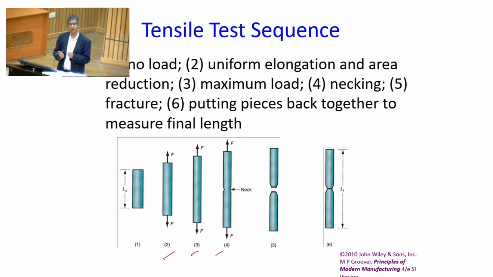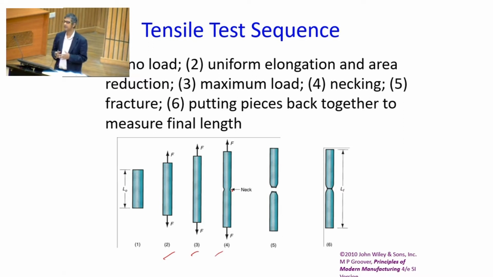But after a critical load, the deformation will be concentrated in a specific region of the sample, that's called the neck. This neck is where the deformation is concentrated. After that, all the subsequent deformation will take place only in the neck region. Finally, the neck will grow and it will break apart.